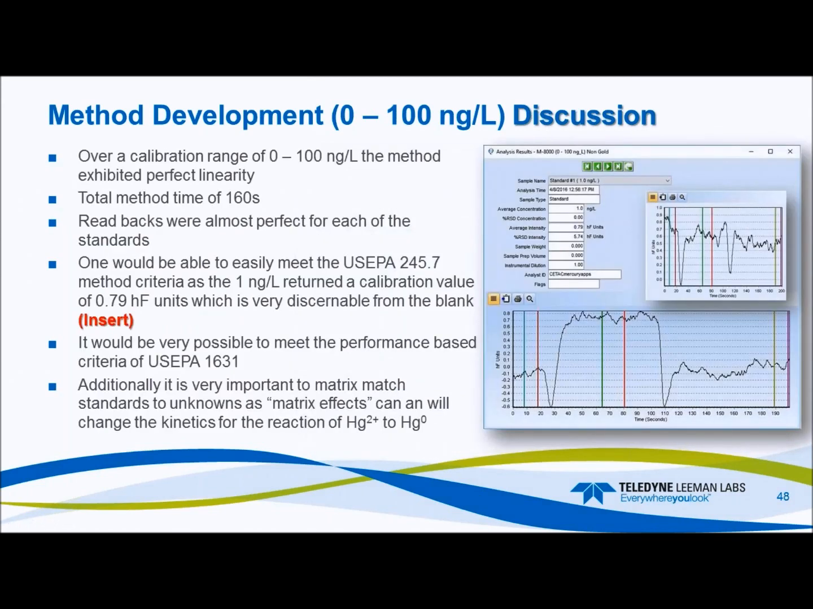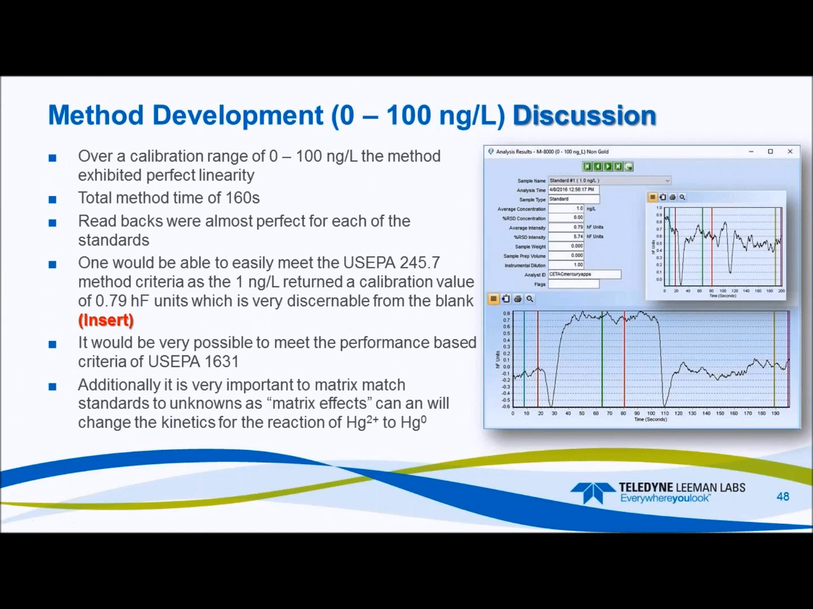So over the range of 0 to 100, it exhibited perfect linearity. My total method time was 160. The readbacks were almost perfect. So again, we'd be easily able to meet 245.7 criteria with this system, as the 1 nanogram calibration value is 0.79, and that's very discernible above the blank. So if you look over, here's the blank, here's the 1, that's a very nice signal.